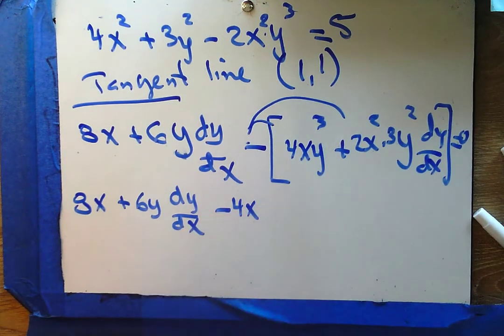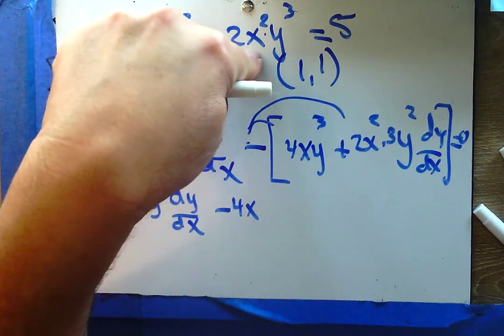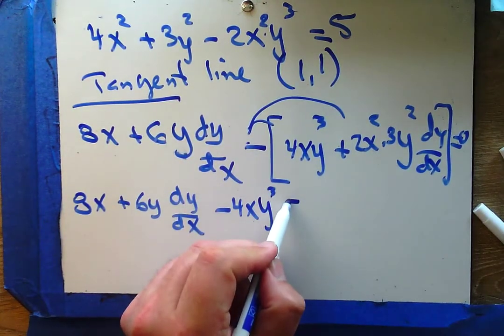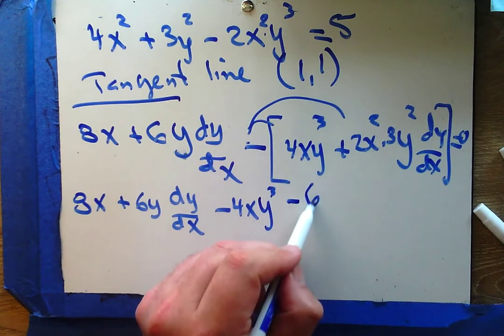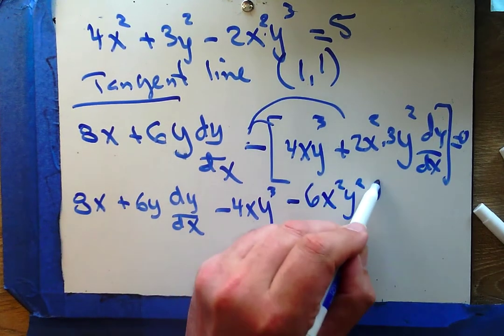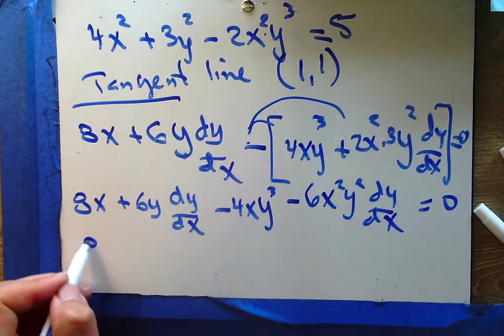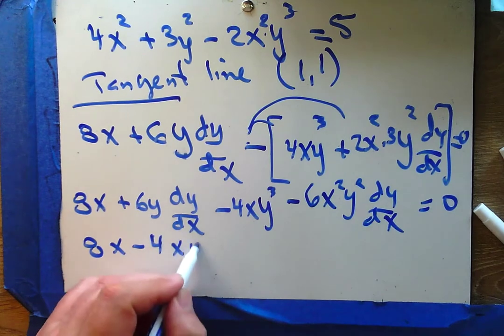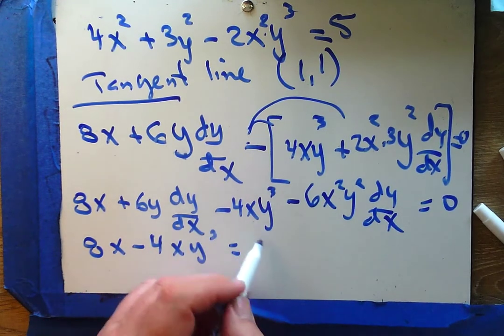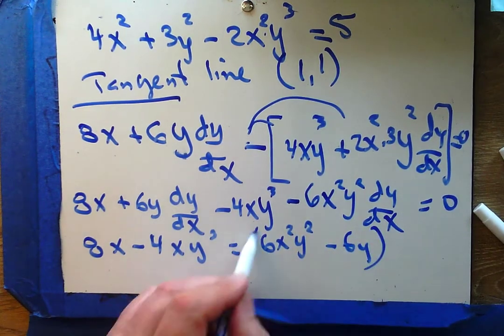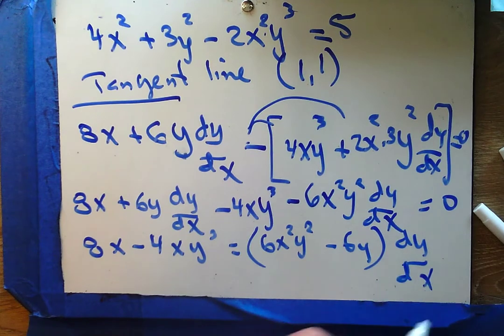There's a 3 there. Is it an exponent? That came from here. Y to the third. That is supposed to be there. Minus 6x squared y squared dy dx equals 0. Okay, so I have 8x minus 4xy to the third equals 6x squared y squared minus 6y dy dx.